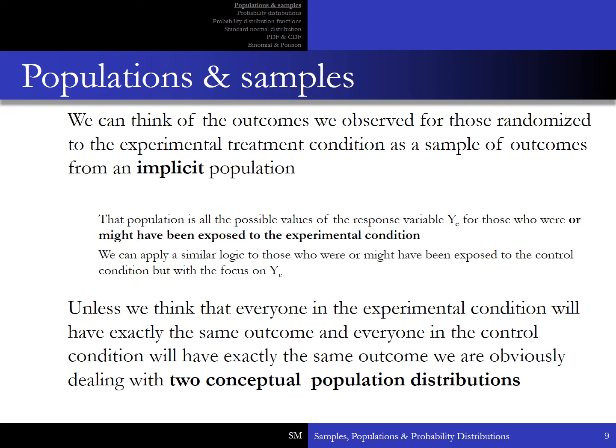We can think of the outcomes we observed for those randomized to the experimental treatment condition as a sample of outcomes from an implicit population. That population is all the possible values of the response variable y subscript e for those who were or might have been exposed to the experimental condition. We can apply a similar logic to those who were or might have been exposed to the control condition, but with the focus now on the response variable y subscript c. Unless we think that everyone in the experimental condition will have exactly the same outcome and everyone in the control condition will have exactly the same outcome, we're obviously dealing with two conceptual population distributions.